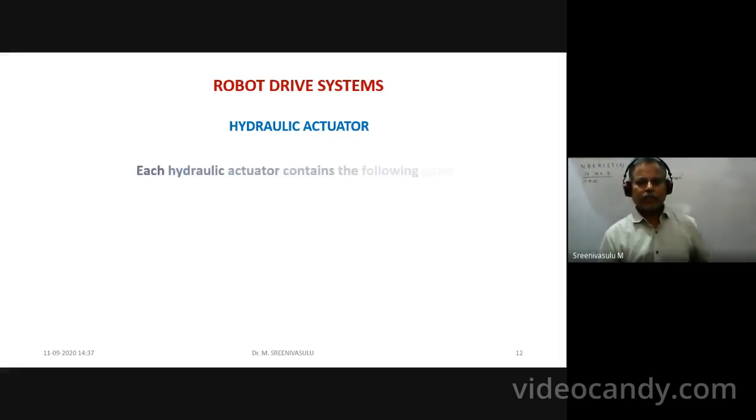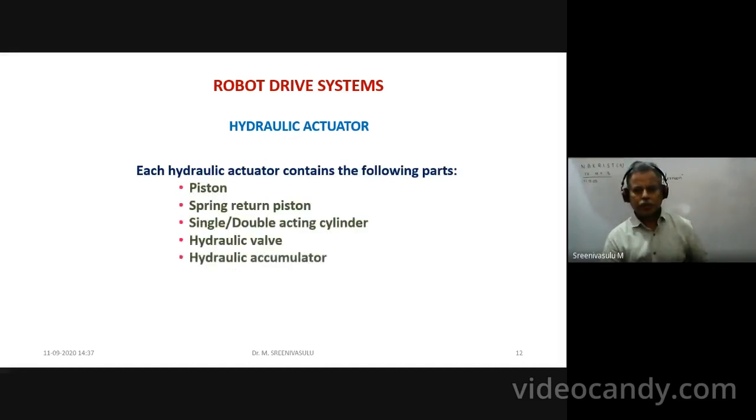Then each hydraulic actuator consists of the following parts. Few of these need not be there. Depending upon the configuration, a spring return may be there or not. The piston will be there. That piston may be supported by a spring in order to bring it back to the original position, or not. It depends on the kind of configuration you have. Even here, it could be a single acting cylinder or a double acting cylinder. And of course, hydraulic valves and hydraulic accumulators are going to be there obviously.